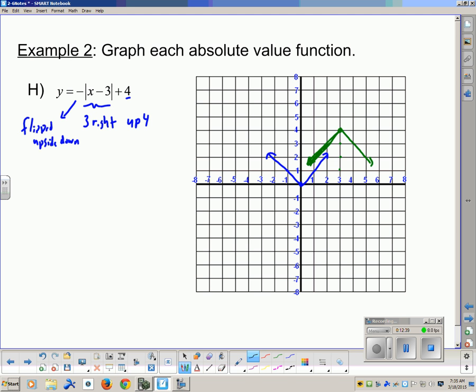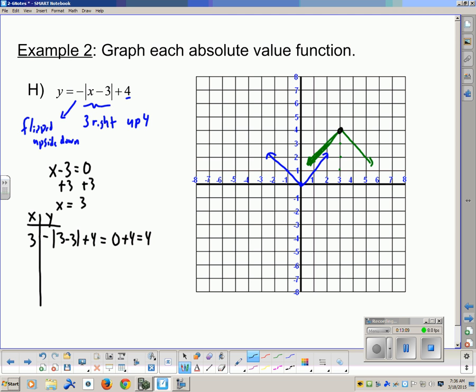But we could also do it by looking inside there. How do you get 0 inside? Set that equal to 0. Solve for x. And you get x equals 3. So let's put in 3. So then 3 minus 3 plus 4. That gives me 0 inside the absolute value, times a negative 1 on the outside is 0. And 0 plus 4 just gives me 4. So my starting point there is 3, 4.